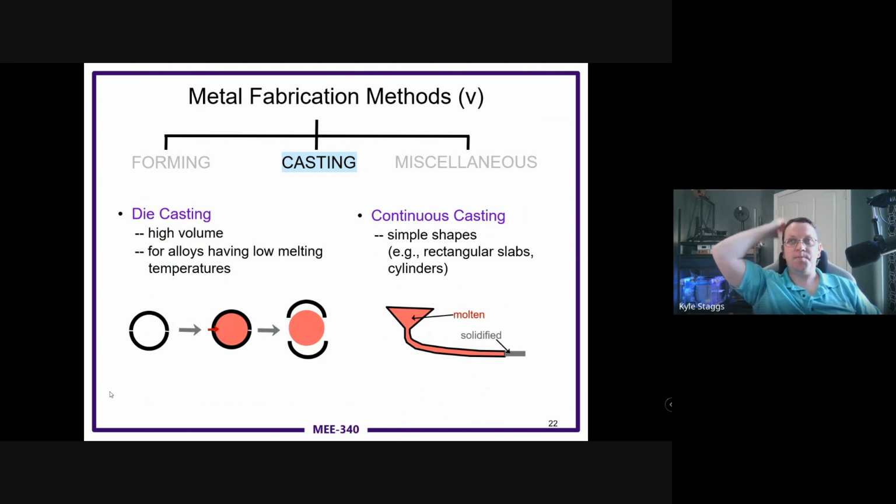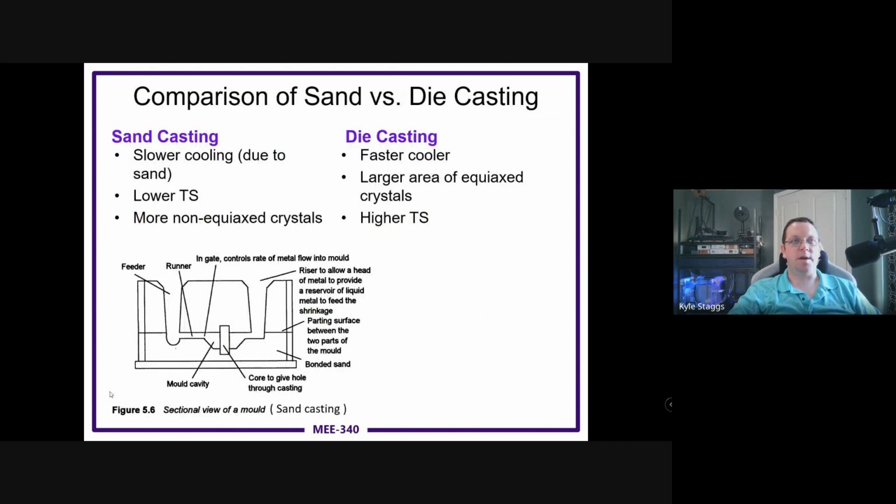So continuous casting is like rectangular slabs or cylinders. Things that are going to be the same geometry can be done in a continuous or semi-continuous casting operation. So things that come out the other end and have cooled sufficiently to solidify. So there are some options to improve the throughput there a little bit.